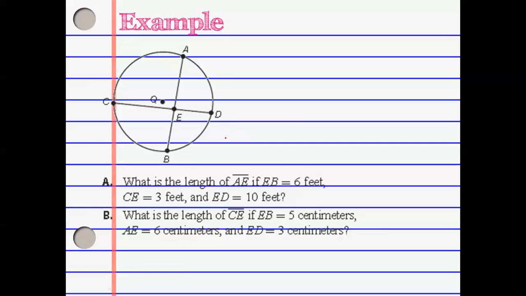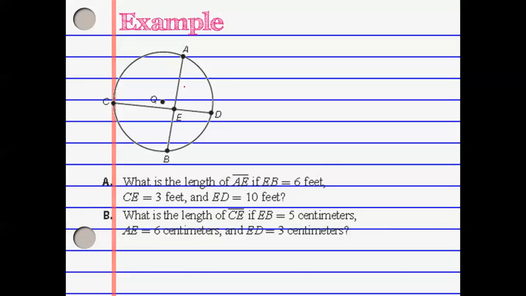This says, what is the length of AE if EB equals 6, CE equals 3, and ED equals 10? So here again, we know that 3 times 10 equals 6 times x, because x is our unknown. So we have 30 equals 6x. Divide by 6, and we get x equals 5. So we know that the length of AE is going to be 5.